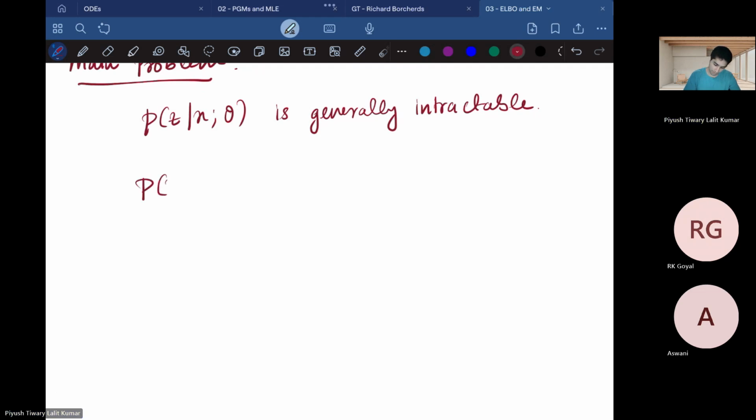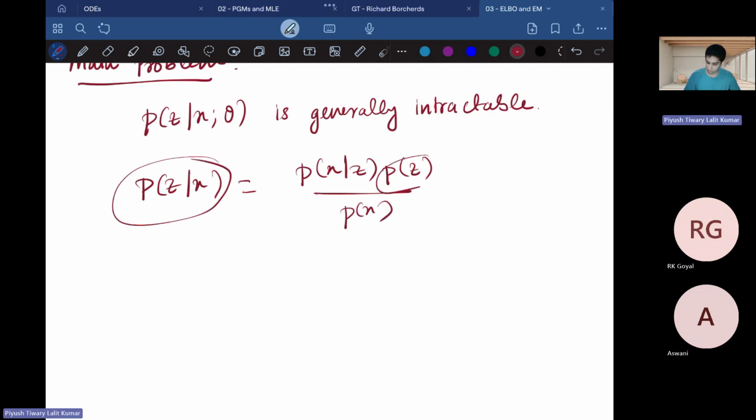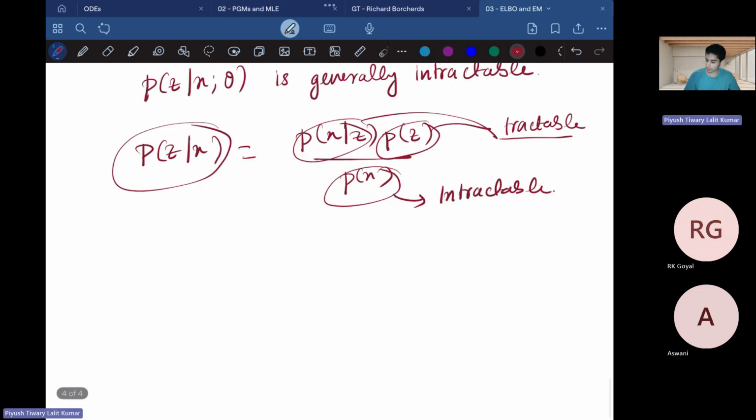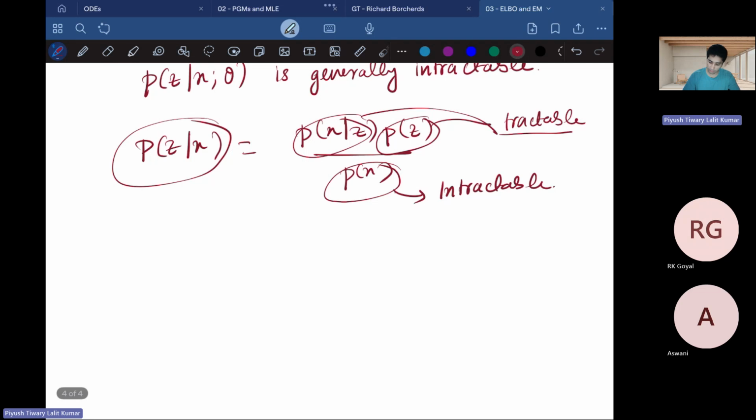Well, P of z given x is equal to P of x given z into P of z upon P of x, right? To calculate this entire distribution, you need to know these things. P of x given z and P of z are tractable in general. You can do something or the other to make them tractable. But P of x is, in most cases, intractable. Why is P of x intractable?